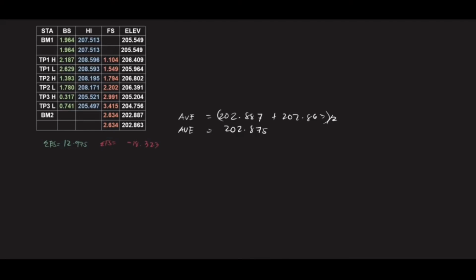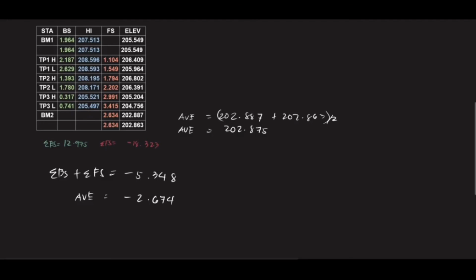So let's add up the summation of backsights plus the summation of foresights. We will get negative 5.348. Okay, and now we get the average of that. The average of that one will be negative 2.674. So you basically just divide this by 2 and you will get this.